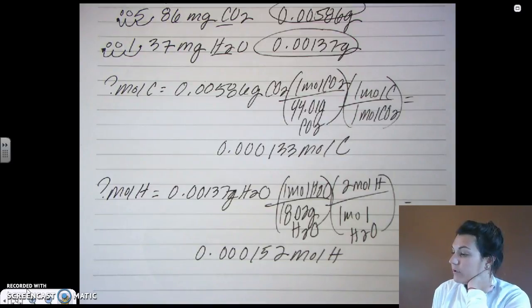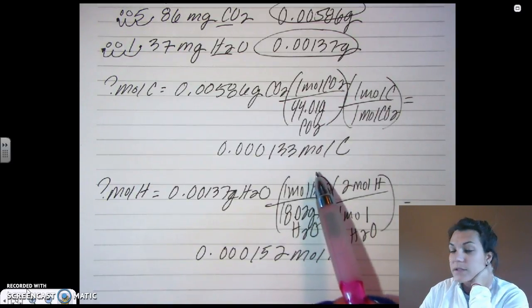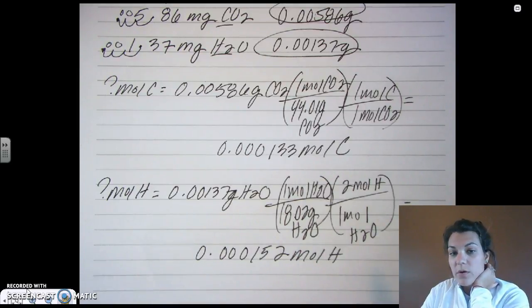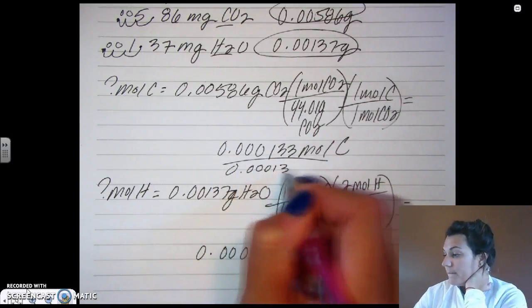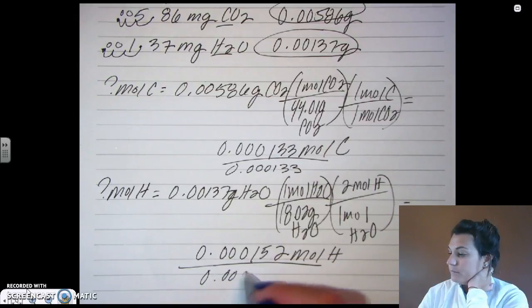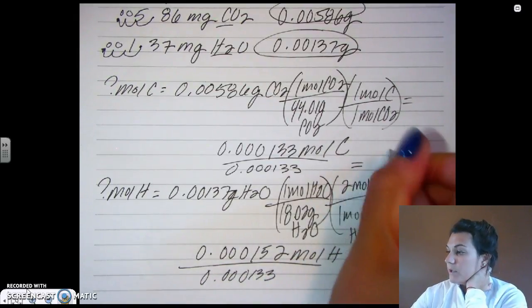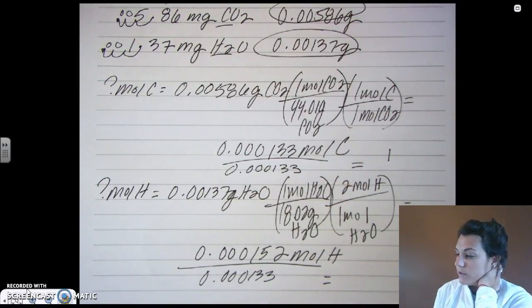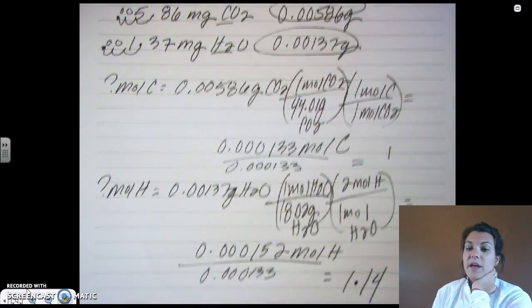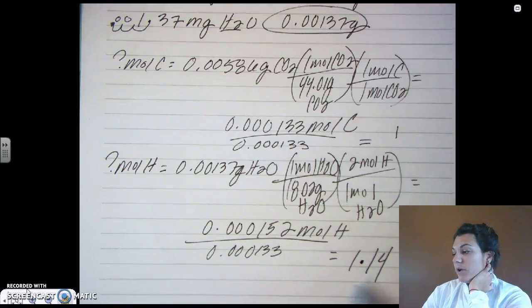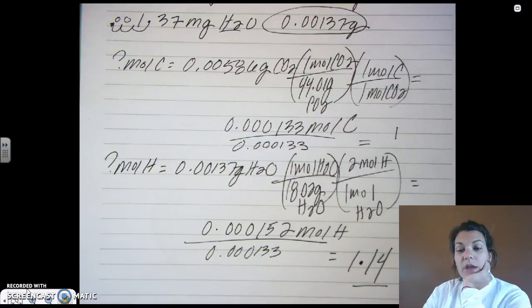Okay, next step, divide by the smallest. So here, if we look at this, my carbon is going to be the smallest guy here, right? 0.000133 is smaller, so I'm going to divide this by 0.000133. So up here, this is going to be 1, and down here, this is going to be 0.000152 divided by 0.000133, and I get 1.14. Okay, now this is kind of funny, all right? This 0.14 cannot be ignored, okay? So I can't say that my empirical formula is C1H1.